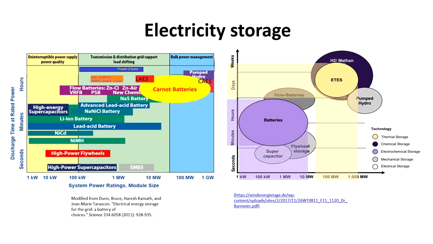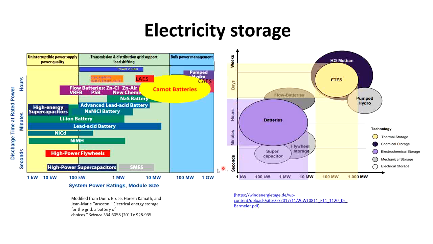Now let's have a look at the methods for electricity storage. So you can see various methods for storing electricity in the graphs over here, where on the x-axis we have the power rating, the power in watts, kilowatts, or up to even gigawatts, and on the y-axis we have the storage time, or rather discharge time of the storage, going from seconds to hours, or in the second chart even to eventually days and weeks.